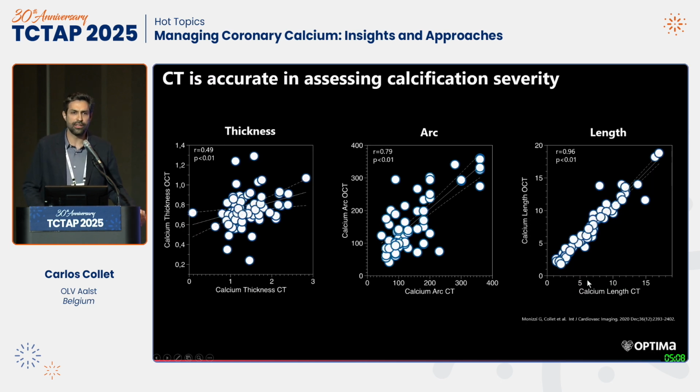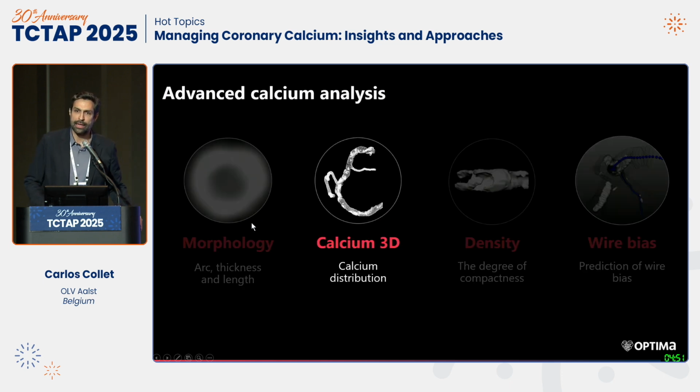We have validated this against OCT. Here you see CT in the horizontal axis and OCT in the vertical axis. What you can get from this is that CT is perfect to assess length, very good to assess arc, and has some correlation with OCT to assess thickness. Now, the game really changes when you look at calcium in this way.